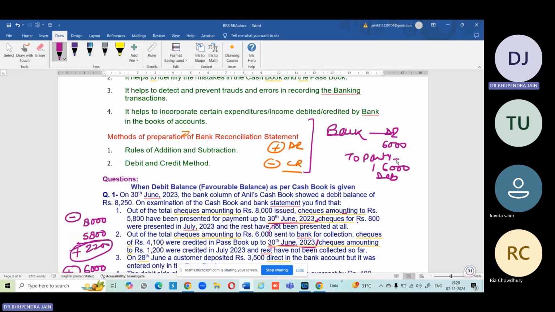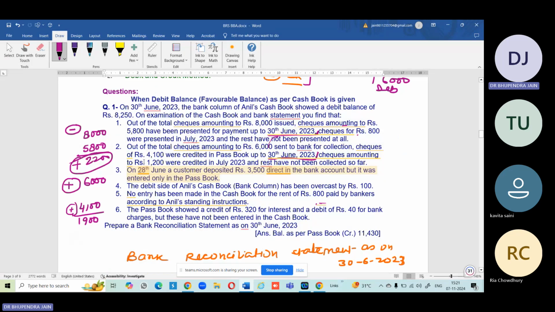But checks of rupees 4,100 were credited in the passbook up to 30th June 2023, and we are preparing the bank reconciliation statement as on 30th June 2023. On 30th June 2023, bank only credited 4,100 rupees in the passbook. So you have increased the value with rupees 6,000, but bank just increased the value of only rupees 4,100. Then how much have you excessively entered in your bank balance?